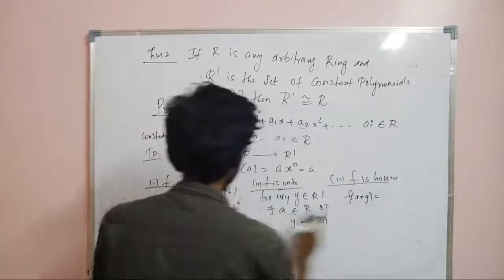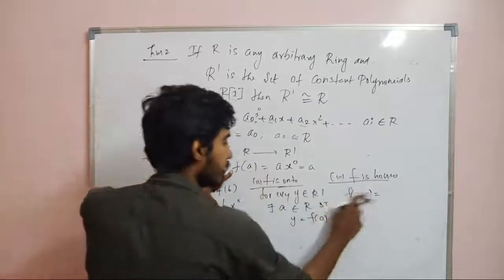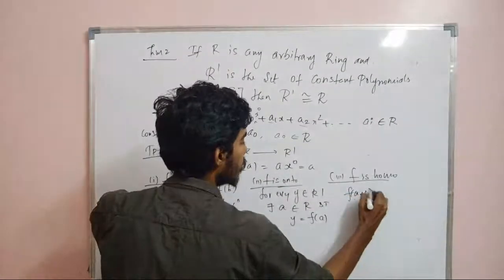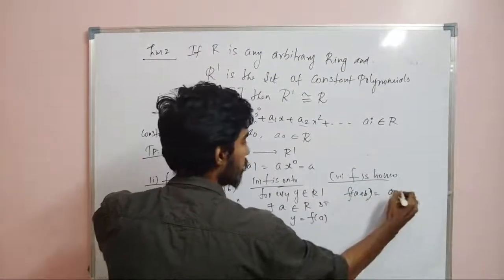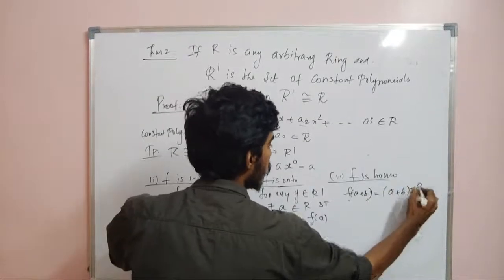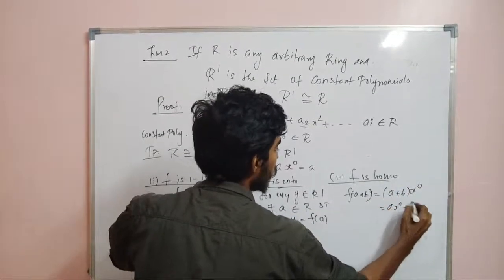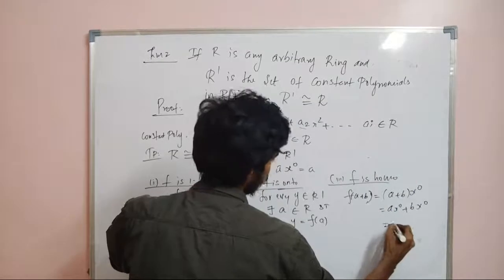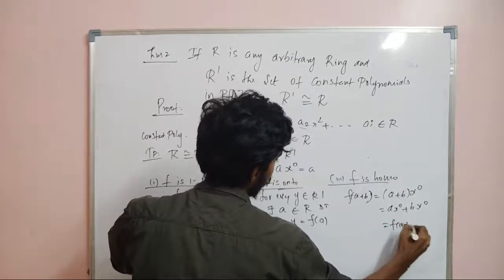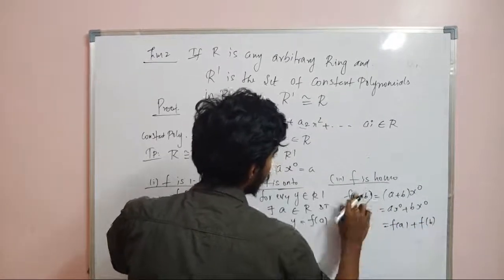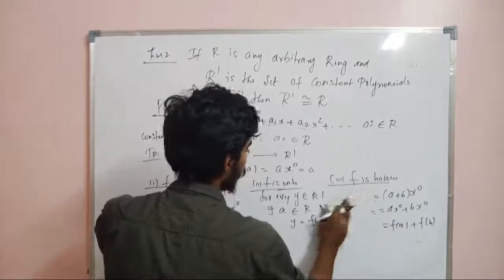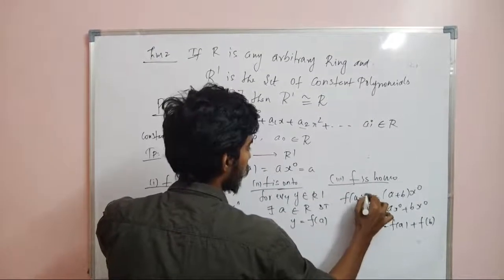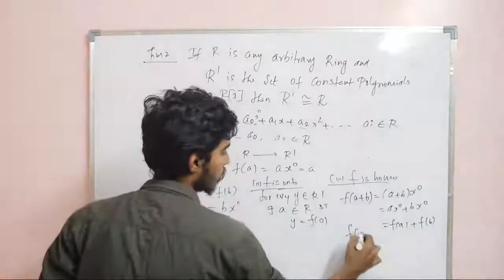So this is nothing but f of a plus b. This is nothing but (a plus b) x naught. This is nothing but a x naught plus b x naught, and this is nothing but f of a plus f of b. This is f of a plus b.